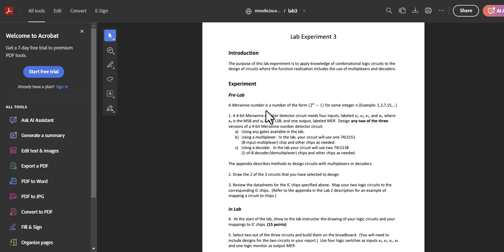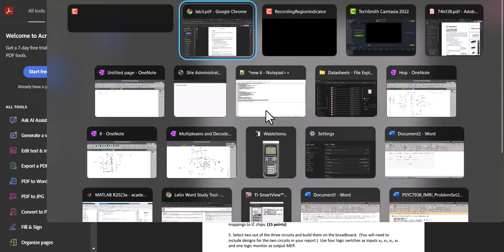Design any 2 of the 3 versions of a 4-bit Mersenne number detector: using any gates available in the lab, using a multiplexer, or using a decoder. Those are your choices. So here is the way I interpret what it is that you are supposed to be doing.